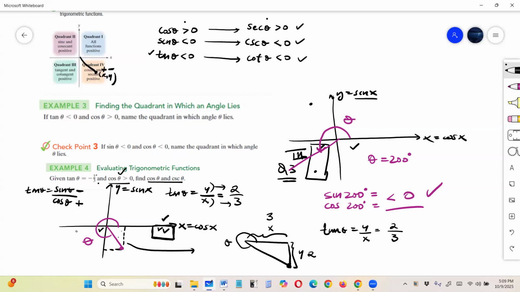Now, the x segment has to be positive, not because it's the denominator, but because cosine is positive. The y is negative, not because the segment is negative, but because the point is in the fourth quadrant. So don't get that confused. All right. So, Professor, why are you doing this? We know that tangent is negative 2 over 3. Yes, I know you do, but this is what we need to know, right? We need to find the other functions.